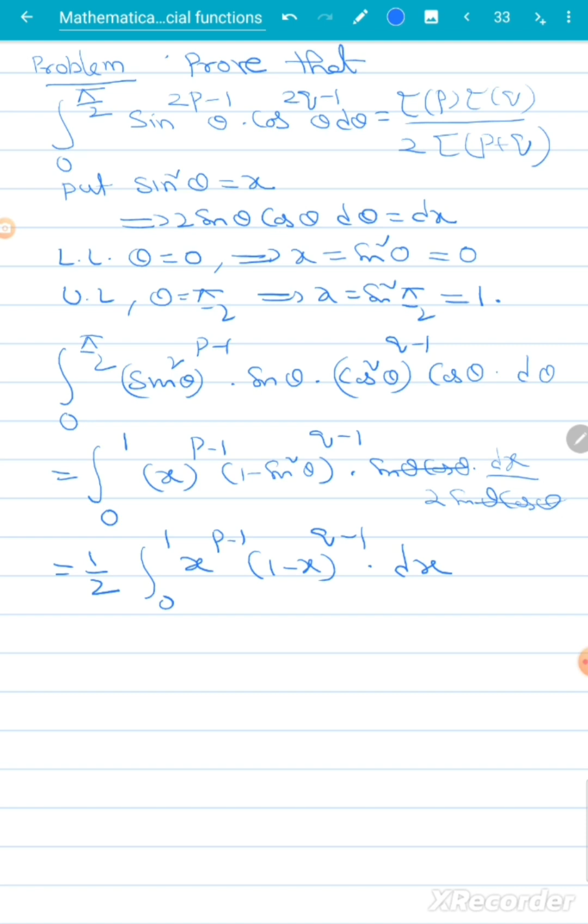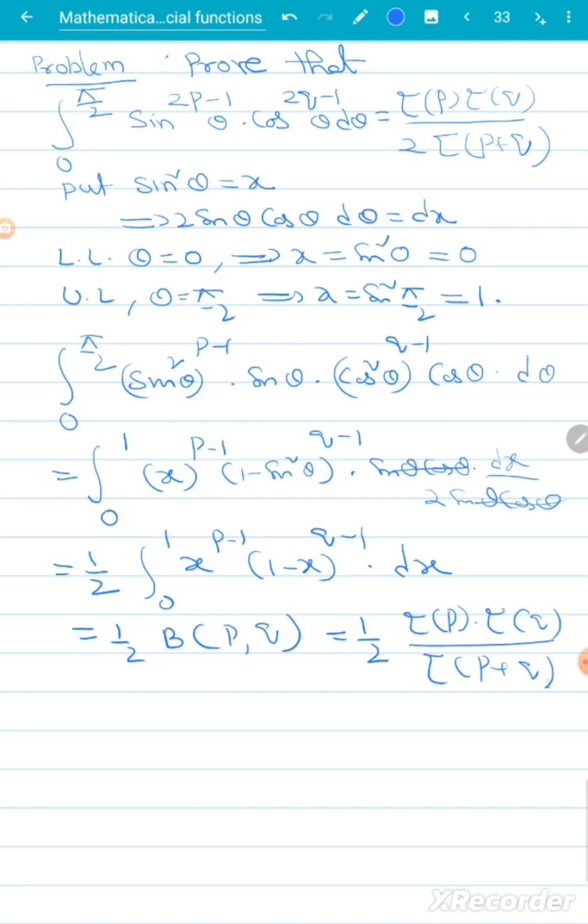So this is in the form of beta function, integration 0 to 1 x to the power of m minus 1 into 1 minus x to the power of n minus 1, this is beta of m, n. So this is equal to 1 by 2 into beta of p and q. The relation between beta and gamma function is beta of p, q equals gamma p into gamma q by gamma of p plus q. So this is equal to 1 by 2 into gamma of p into gamma of q by gamma of p plus q. Hence proved.